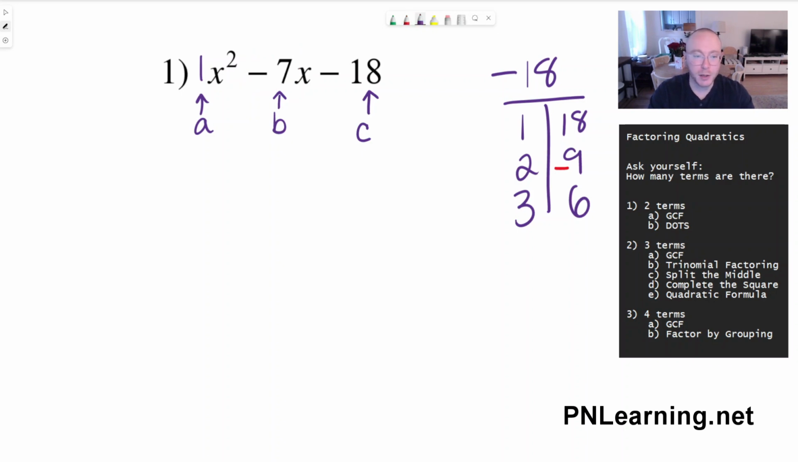Now that we've identified them, all we have to do is factor this into x plus 2, right? We put x with our positive factor and x with our negative factor, x minus 9. So that is how you do trinomial factoring, and we would say that we're done with this problem.